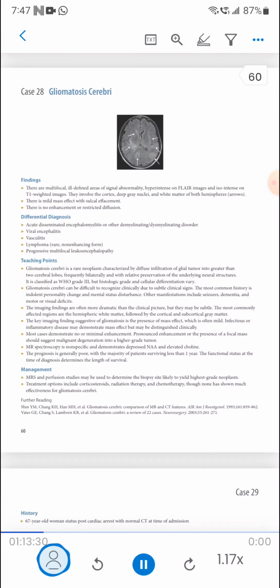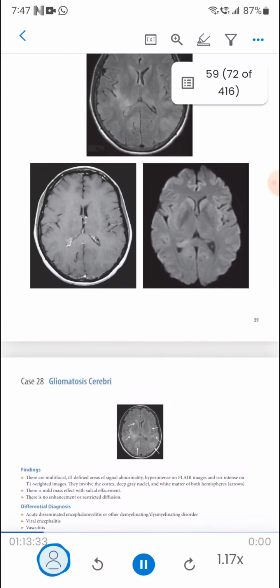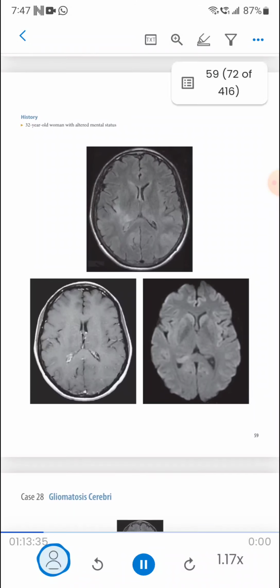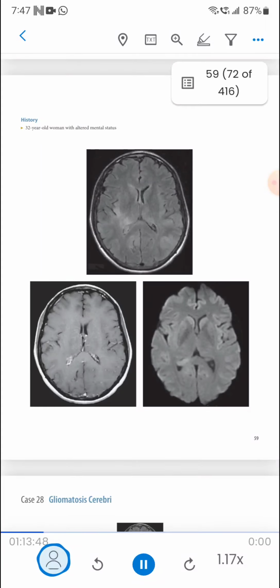Case 28: Gliomatosis cerebri. Findings. There are multifocal, ill-defined areas of signal abnormality, hyperintense on FLAIR images and iso-intense on T1 weighted images. They involve the cortex, deep gray nuclei, and white matter of both hemispheres, arrows. There is mild mass effect with sulcal effacement. There is no enhancement or restricted diffusion.